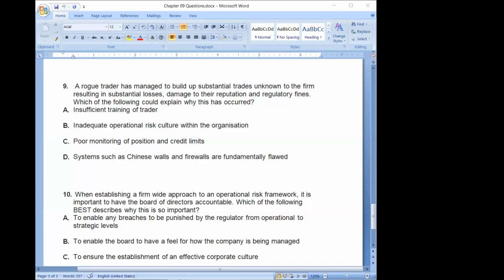So read it very carefully, right? A trader has managed to build up substantial trades. So you have built substantial trades unknown to the firm. That means this trader has been building up trades, but the firm was not aware. Why was it not aware? Because they did not monitor, right? There's no monitoring and no credit limits. If there were limits, if there were monitoring, this could have been avoided or detected. So the correct answer is C, right? Let's go to question number 10.